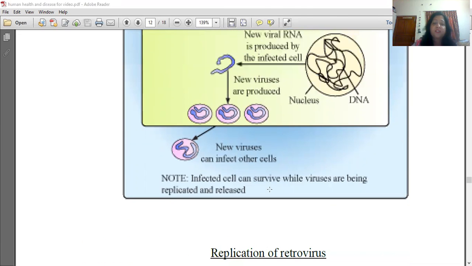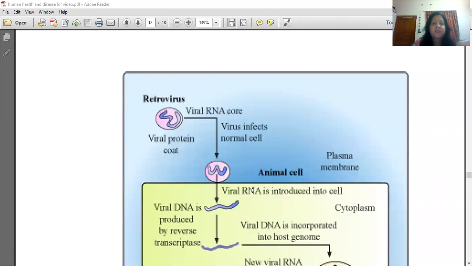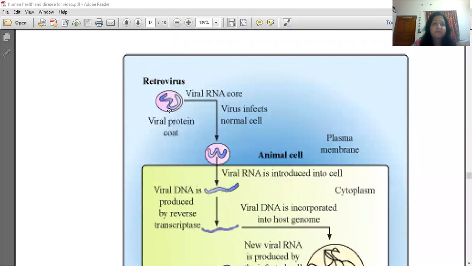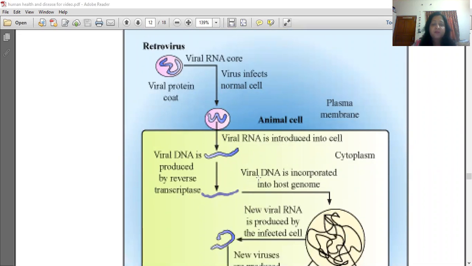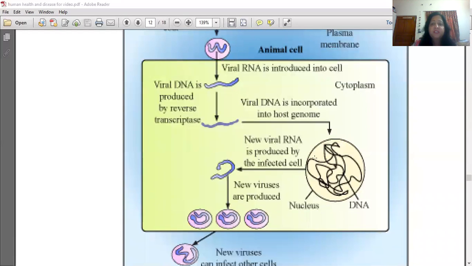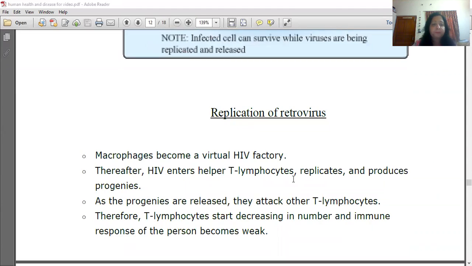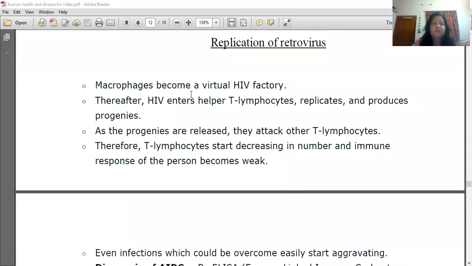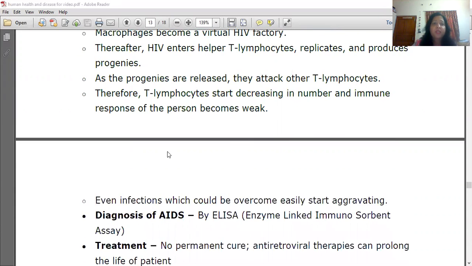So this is the entire process of replication of the virus. The viral RNA is converted into viral DNA with the help of reverse transcriptase, and further it is incorporated into the host DNA and it replicates, and it can infect new cells. These macrophages become a virtual HIV factory, and therefore this HIV enters the T lymphocytes and replicates. Now as the progenies are released, they attack T lymphocytes.